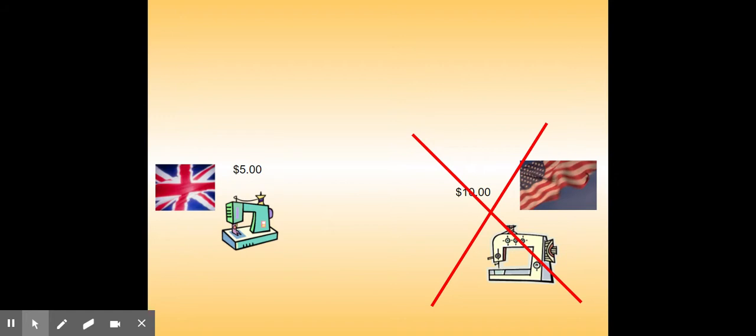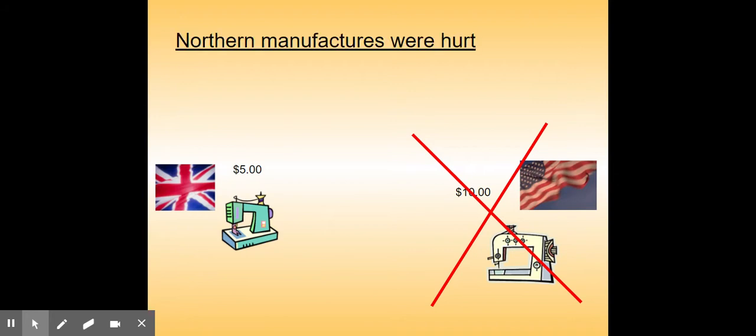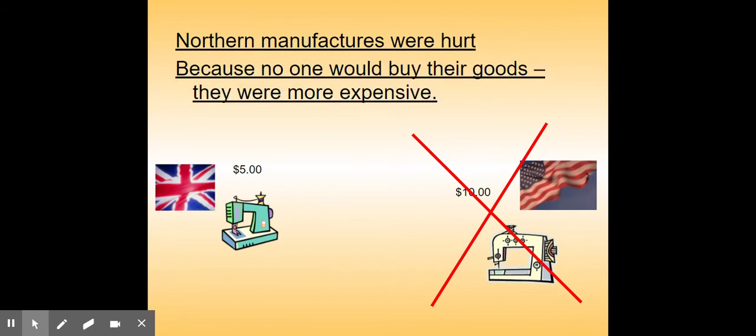Okay, it's going to hurt U.S. businesses to begin with, but it's really going to hurt the North because remember, the North has an industrial economy. It's got a lot of factories. It's got a lot of manufacturing. Okay, so northern manufacturers are hurt by the fact that all these cheap goods are coming from Europe. All right, no one is buying their goods.